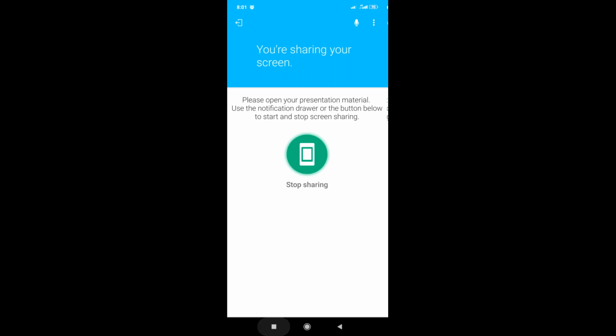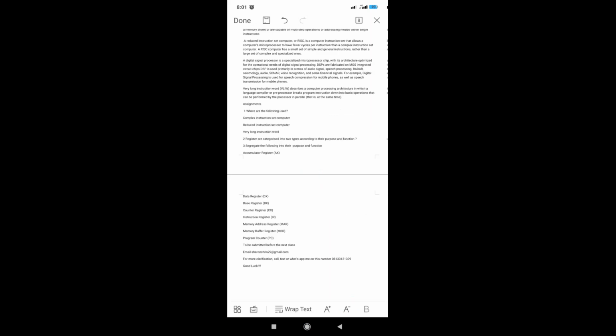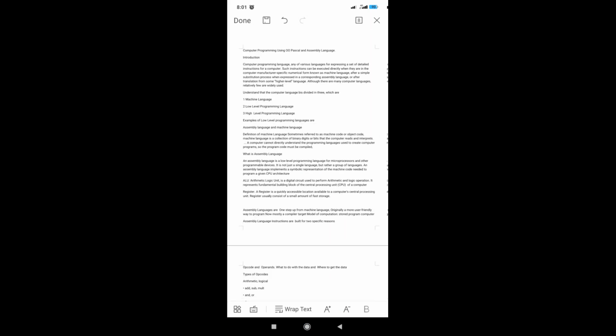This class is for computer programming using Pascal and assembly language. I'm already sharing my screen, and from there, I believe you can see the material which I'm using. This course is divided into two sections: Pascal and assembly language.